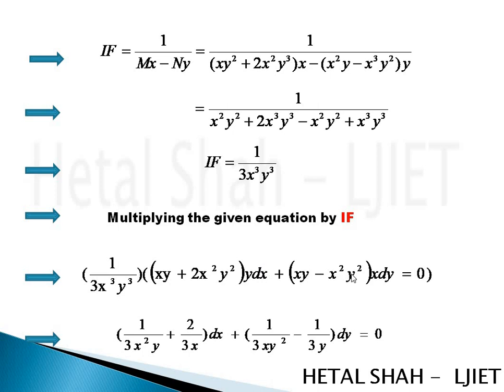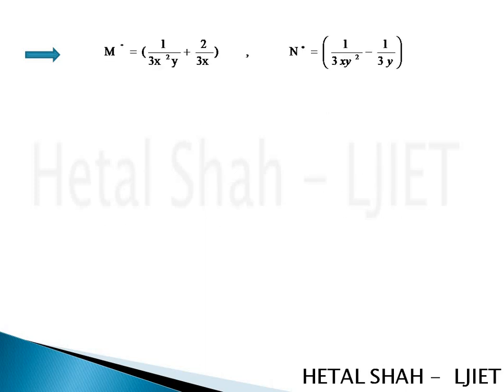Similarly for the third and fourth terms, we get the new differential equation by multiplying the integrating factor with the given differential equation. Now we have to check whether our new differential equation is exact or not. For that we have to find M star and N star. Our M star is the multiple of dx and N star is the multiple of dy. So our M star is 1 upon 3x square y plus 2 by 3x, and our N star is 1 upon 3x square y minus 1 upon 3y.